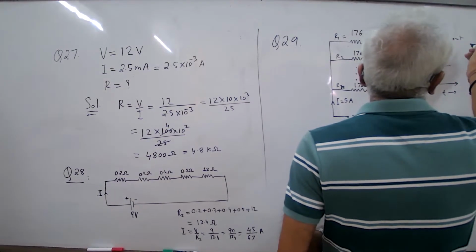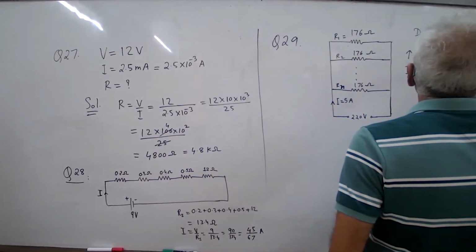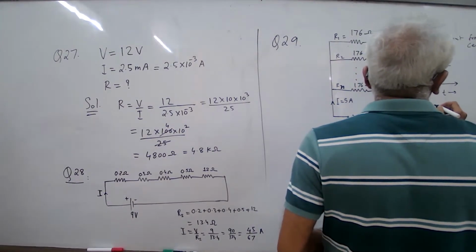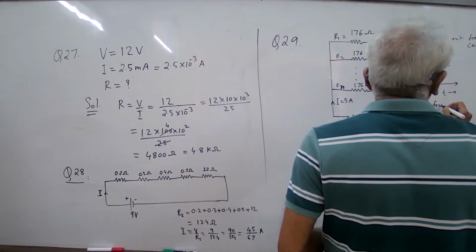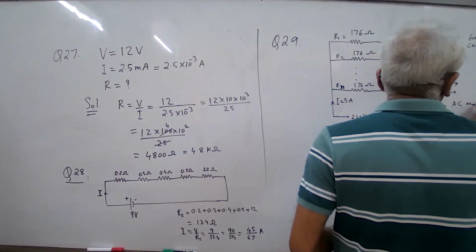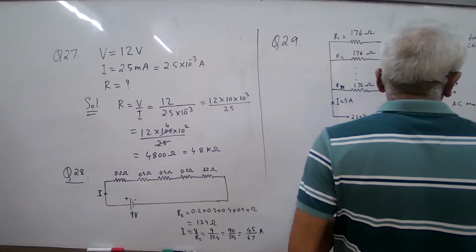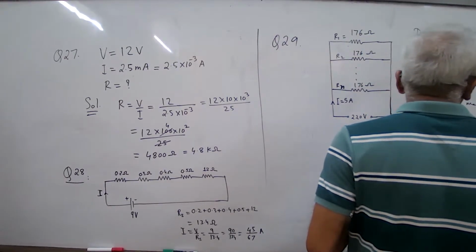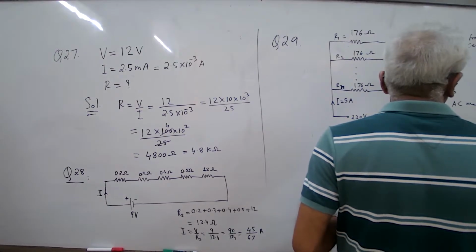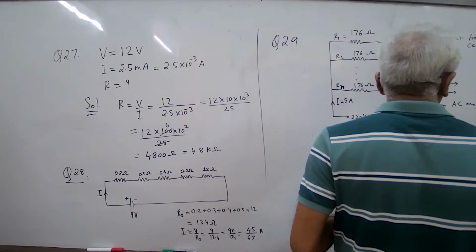Where does direct current come from? From a cell. Alternating current comes from an AC source like our house, the AC mains, or an AC generator. There the current direction changes every instant. It is positive, negative, like that.